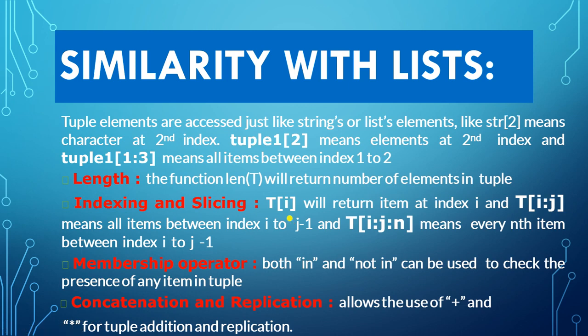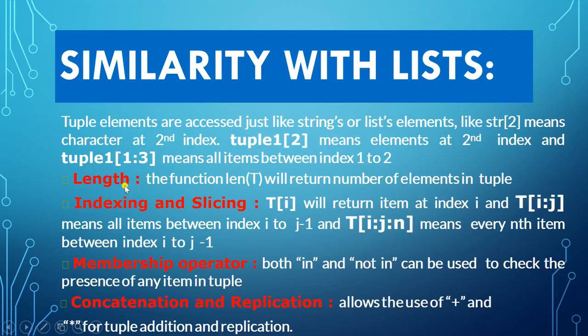Now, similarity with list. Here, the tuple elements are accessed just like strings or the list elements. Like str[2] means the character at second index. In the same way, tuple1[2] means the element at second index, and tuple1[1:3] is slicing. It means all the items between index 1 to 2.